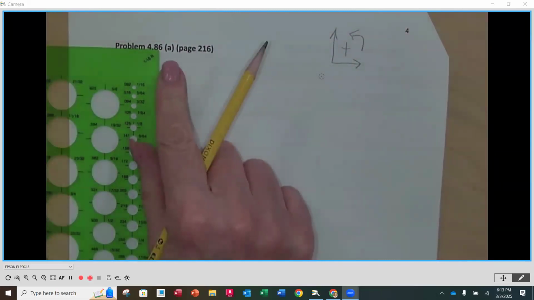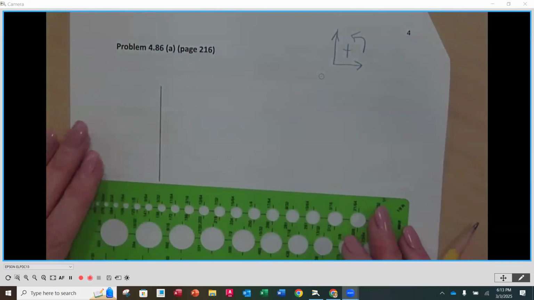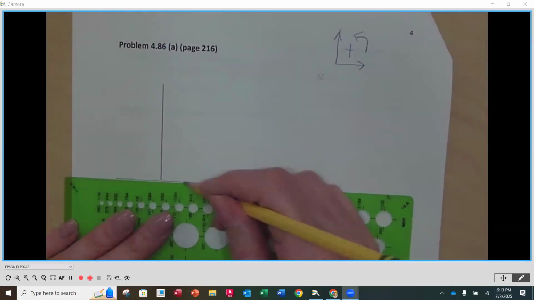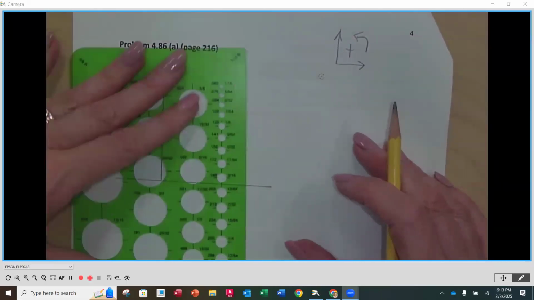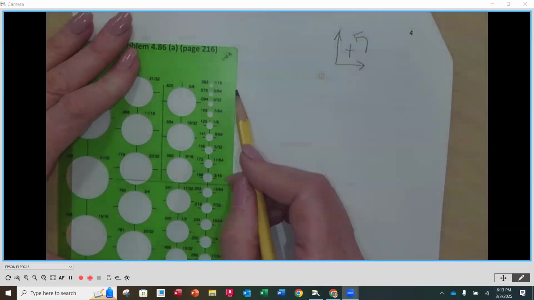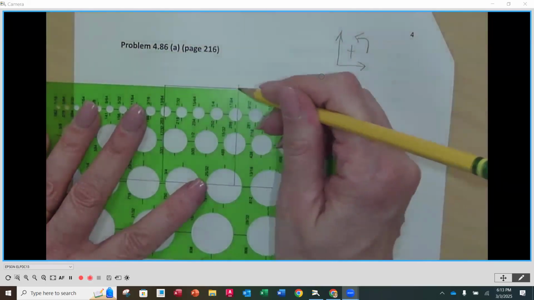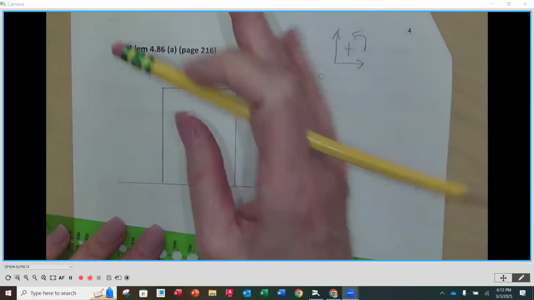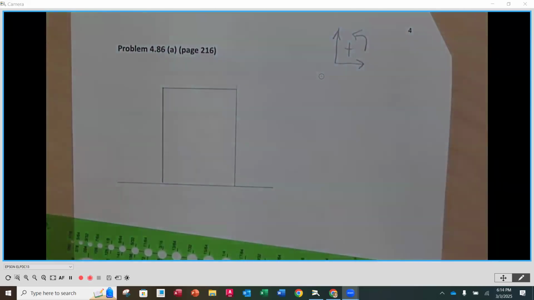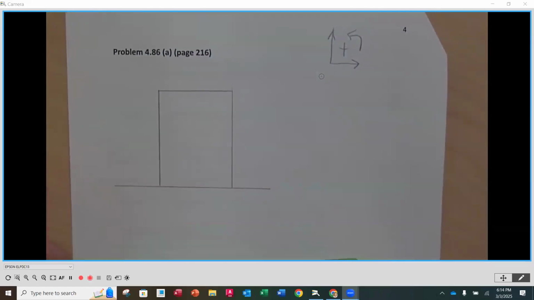Oh, it says just part A. That's what we want to do, just part A. That's why I was like, wait a second. I didn't think we were going to do a height for this one. That's going to be something that you do in your application problem. So we're just going to do part A today, or for the practice problems here. So we just want to determine force P required to move the cabinet to the right.